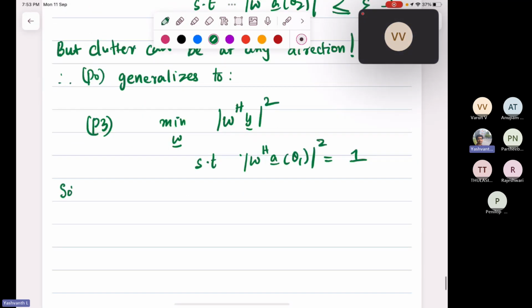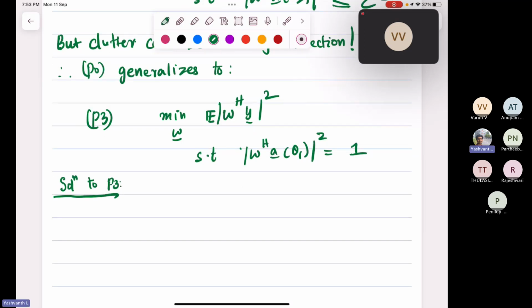Okay. Now the solution to P3. Another thing is, since Y is a random parameter, and all observations are in general noisy, I will do an expected value. So I will include an expectation operator to denote that I want to minimize the average output power of the array, subject to the constraint that the response in the desired direction theta 1 is equal to some constant fixed number. Okay, so now I'll solve this problem. Before that, I can simplify this better.